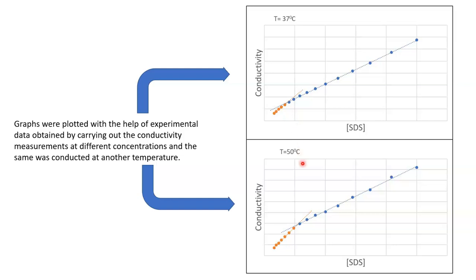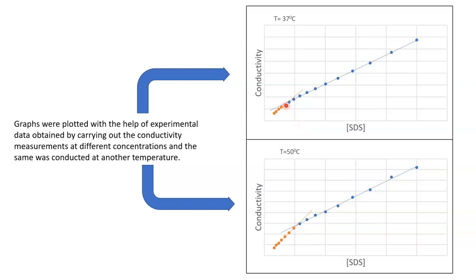Now, at a higher temperature, the intersection of the two lines occurs at this point, and the CMC corresponding to this point is around here. So, by placing these two graphs like this, we can see that at increased temperature, the CMC or the critical micellar concentration shifts towards the right hand side. That means the value of CMC increases.